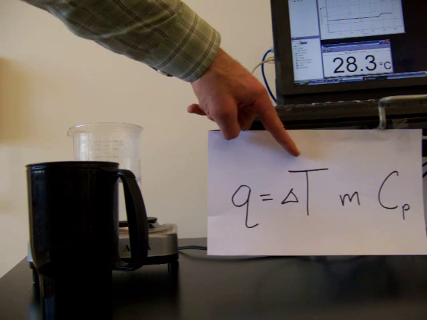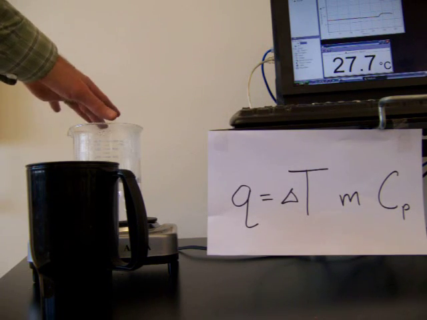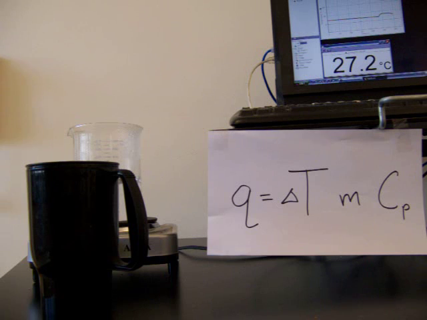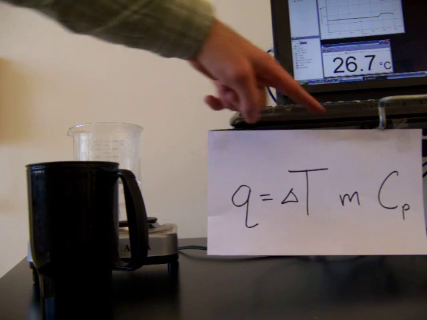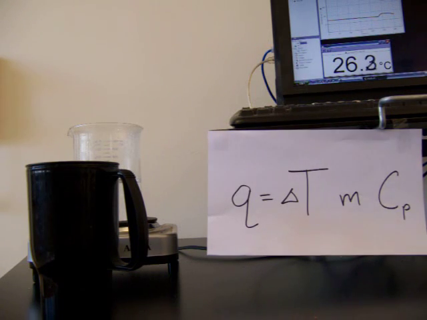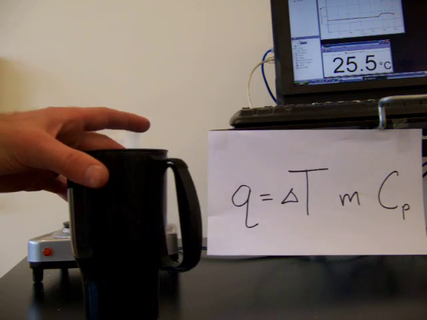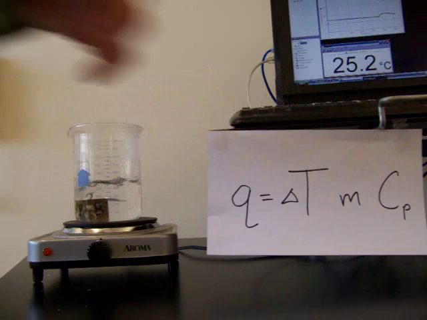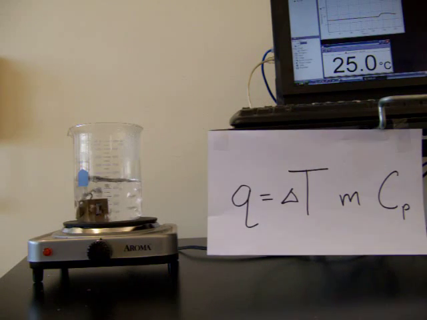We know the temperature change of the metal. The metal started at 100 degrees Celsius. Its final temperature was the same as that of the water. We know the mass of the metal. Metal A was 91.8 grams. I found its mass before I put it into the calorimeter. And we'll be able to solve for the specific heat of the metal.